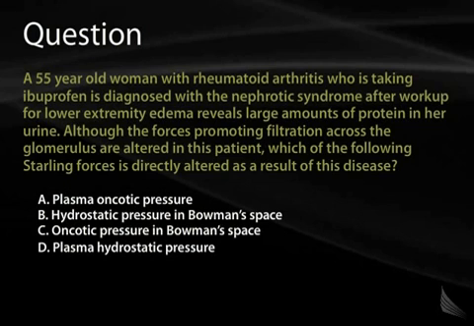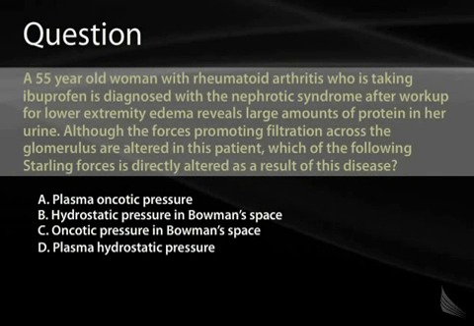Question number 5. A 55-year-old woman with rheumatoid arthritis who is taking ibuprofen is diagnosed with a nephrotic syndrome after workup for lower extremity edema reveals large amounts of protein in her urine. Although the forces promoting filtration across the glomerulus are altered in this patient, which of the following Starling forces is directly altered as a result of this disease? A. Plasma oncotic pressure. B. Hydrostatic pressure in Bowman space. C. Oncotic pressure in Bowman space. Or D. Plasma hydrostatic pressure.